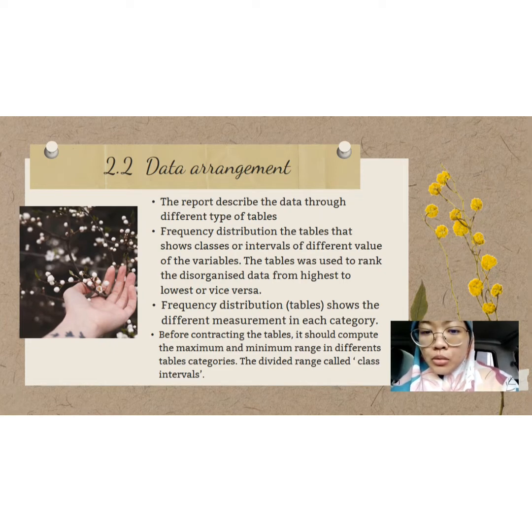Frequency distribution shows classes or intervals of different values of a variable in each category. And lastly, before constructing the table, we should compute the maximum and minimum range in different categories, which is called the class interval.